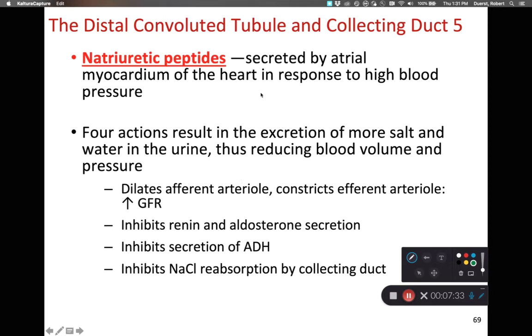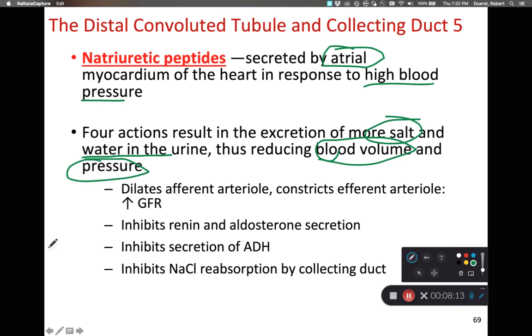As we look at natriuretic peptides, sometimes these are referred to as atrial natriuretic peptides because they're released from the atrial myocardium. And they are going to be released in response to high blood pressure. And the atria are sensitive to high blood pressure because they are part of the pumping mechanisms of our circulatory system. In response to natriuretic peptides, or these ANP secretions, we are going to have more water in our urine and more salt in our urine, causing overall blood volume to go down and blood pressure to go down. How does this happen?